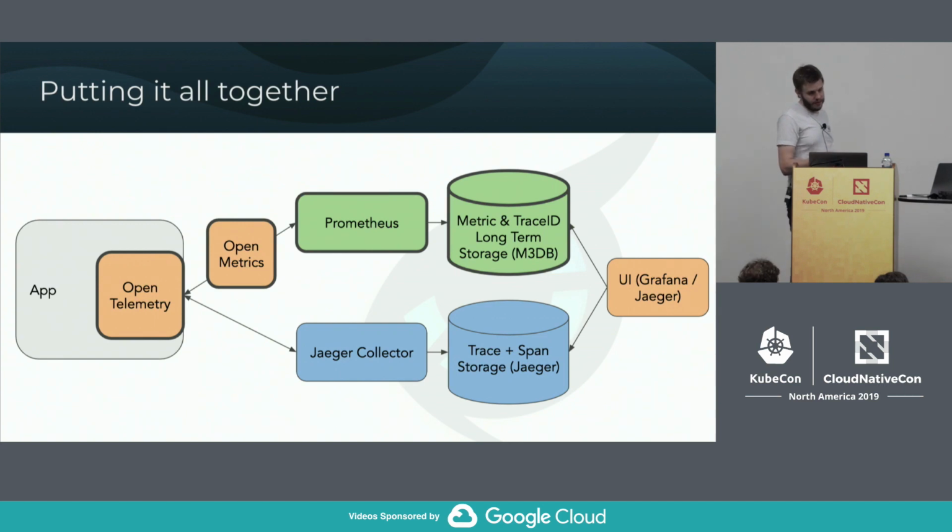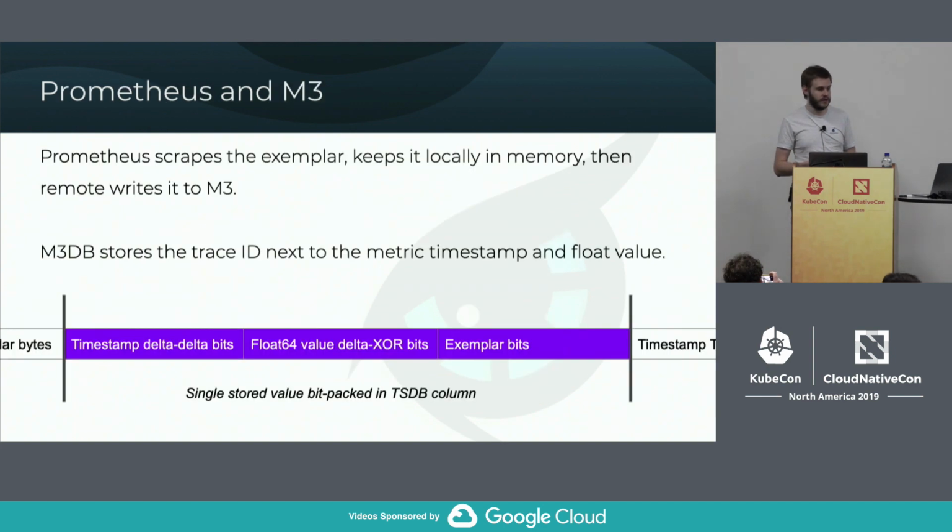Putting it all together, when asking how this looks from end to end, essentially we are collecting the metrics and traces together. Because we do that, we are able to associate the trace ID to the metrics that get transmitted to Prometheus using the OpenMetrics exposition format. And then Prometheus is taking that exemplar, storing it in memory, and then it can, of course, send it on to a backend.